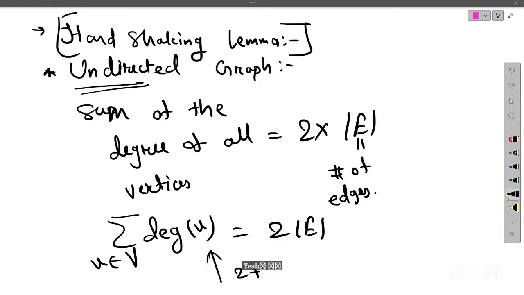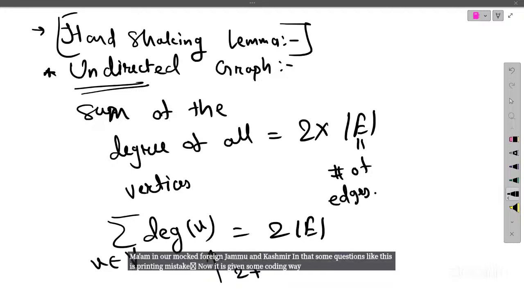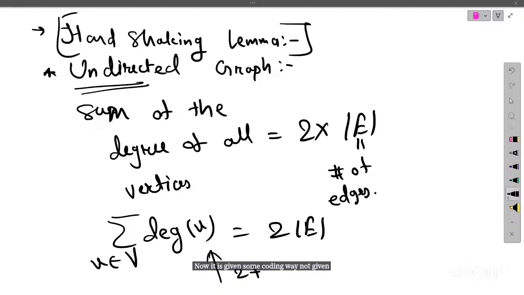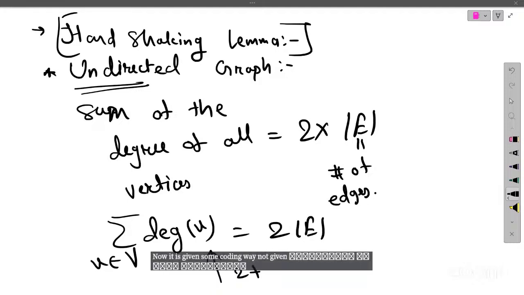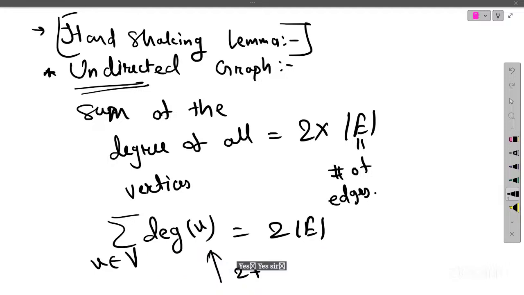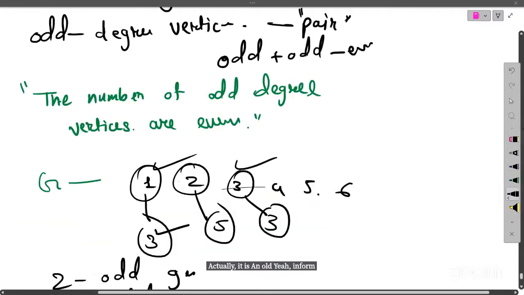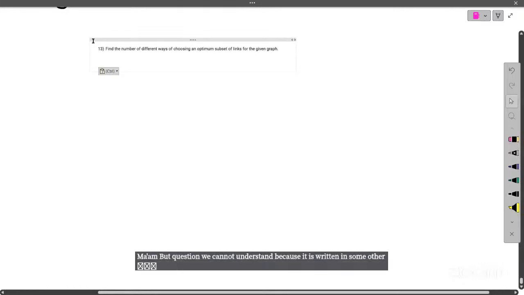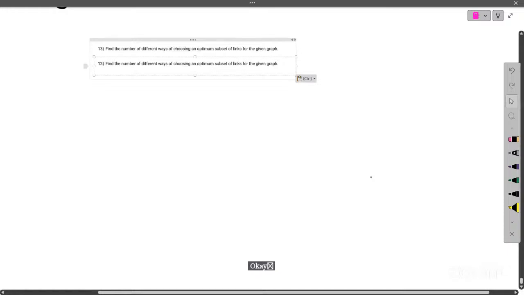Yeah, just wait a second. One request, ma'am. In our interim mock test, they gave us some mock test. In that, some questions have printing mistakes, ma'am. They are given in some coding way, not in the normal way. Can you inform them? Yes, I'll inform them. It's an old mock. I'll inform them to upload it. The question we can't understand because it is written in some other way. Okay, I'll see the mock because I haven't seen it.